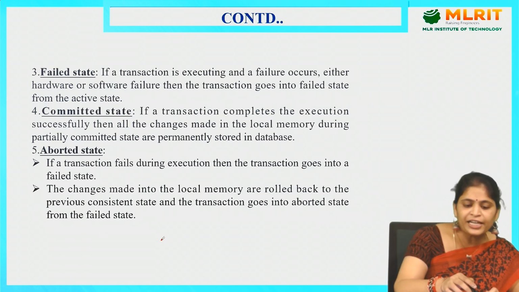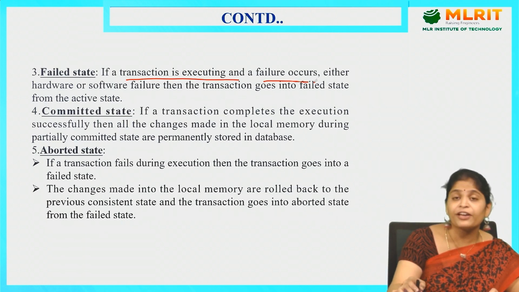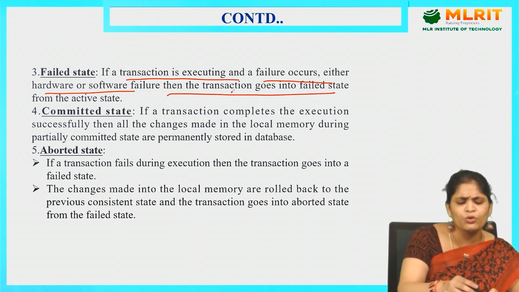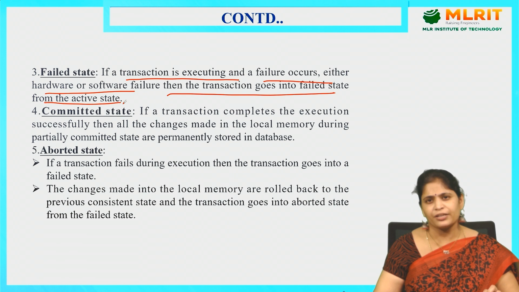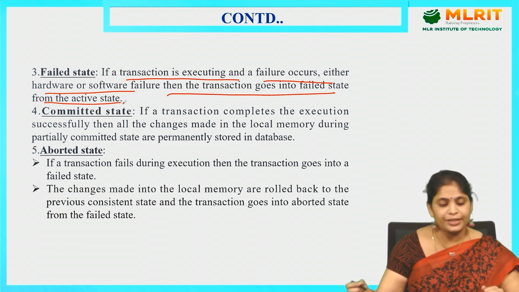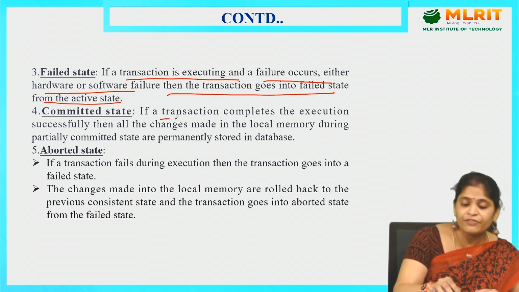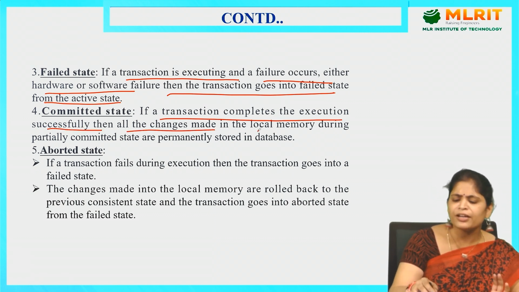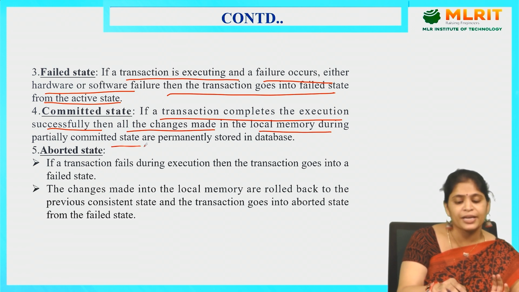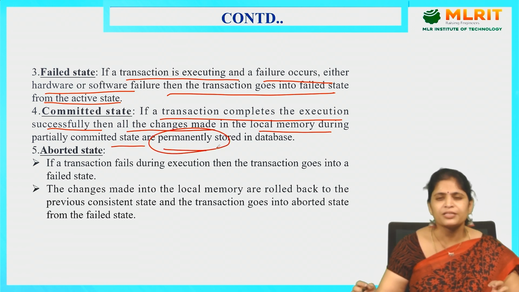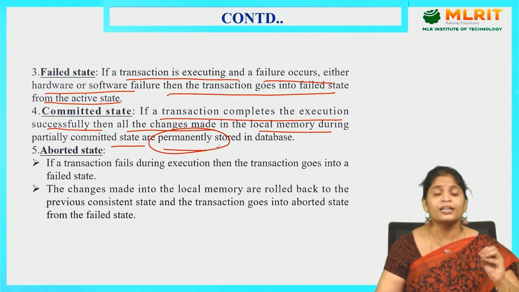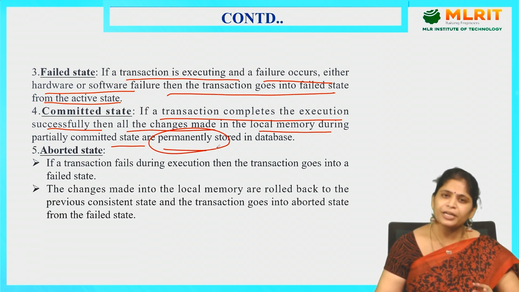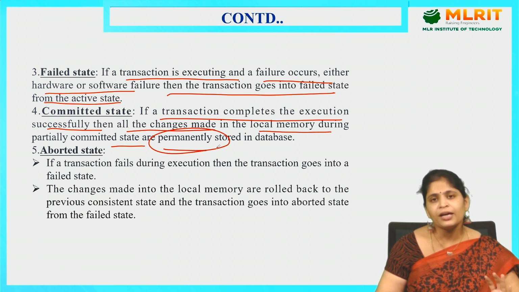Next, third state, failed state. If a transaction is executing and a failure occurs, either hardware or software failure, then the transaction goes into the failed state from the active state or from the partially committed state. Next, committed state. If a transaction completes the execution successfully, then all the changes made in the local memory during the partially committed state are permanently stored in the database. Whatever transactions are successful, those transactions will be stored permanently to the database. That state is nothing but the committed state.